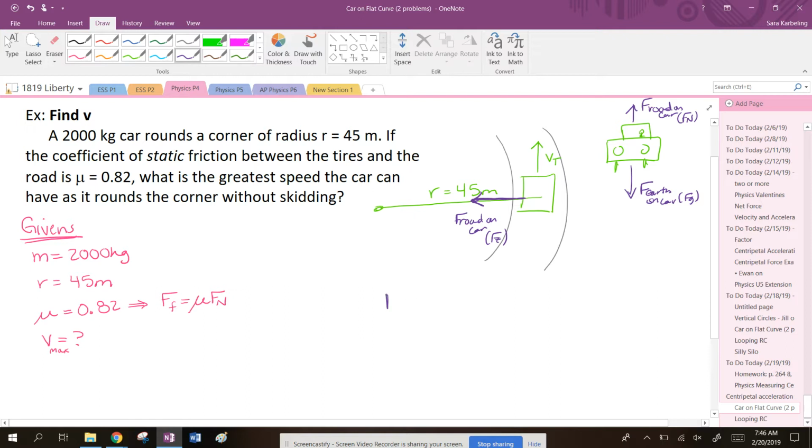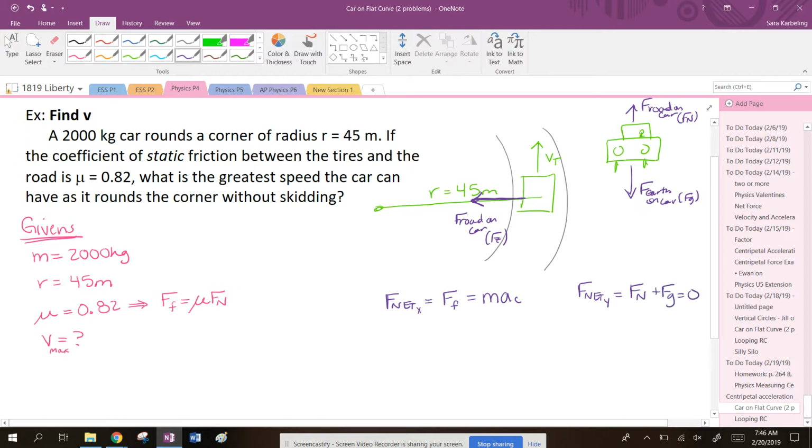So when we write down our F net equation, F net, in that horizontal direction or in the plane of the circle, is going to equal the force of friction, and that force of friction is going to cause a centripetal acceleration. That's in the horizontal plane. We'll call that the X. We can also write an F net in the Y, and that is going to be our normal force and our gravitational force.